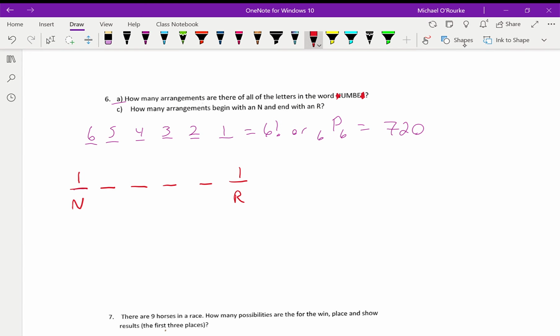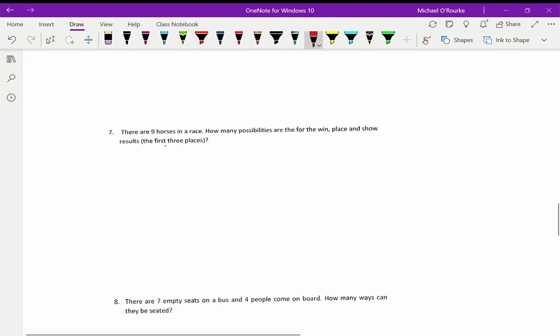Now, how many options do I have left? One, two, three, four. So I have four options, three options, two options, and one option. Because after I use this one, I would hypothetically get rid of one, then I have three more letters I could use. And that is 24 options for arrangements if N has to be first, R has to be second. So what I like to do is I place those letters, then I figure out what else I have.